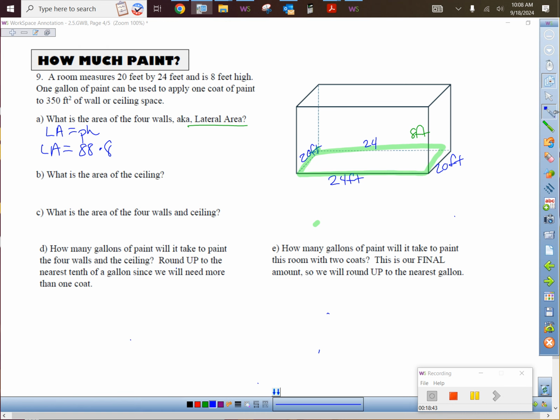704. Cool. That's the answer to part A on homework, 704. They might need to have you put a label on it. It might be like a drop down, but it is feet squared. It's still an area, right? It's a lateral area, so that's in square feet.